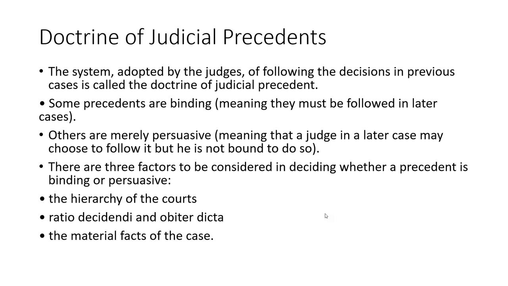And the meaning of precedent is basically what has been happening in the past, what the verdicts were that have been given by judges in previous cases. So the system adopted by judges of following the decisions in previous cases is called the doctrine of judicial precedent. It is a system where judges follow their previous verdicts in giving their verdicts in current cases.